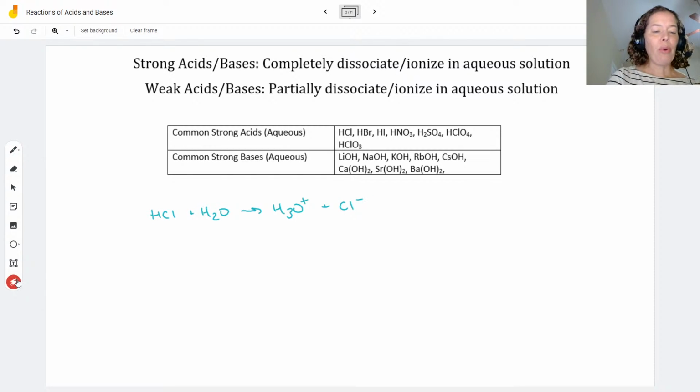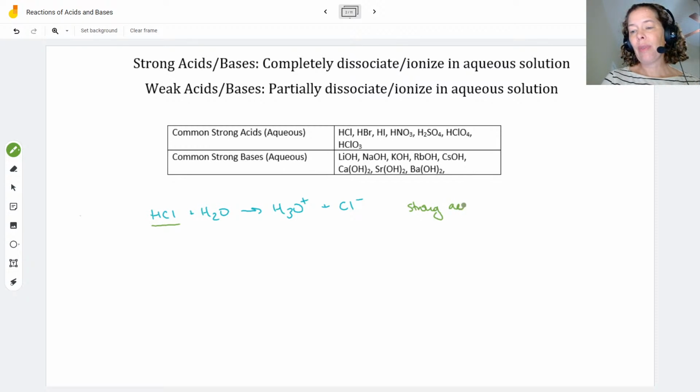Now, there are a couple of things I want to point out. First of all, this arrow only points to the right. What this means is this reaction goes to completion. Once you have dissolved the hydrochloric acid, there is no more hydrogen bonded to chlorine in the solution. They are no longer together. All of those hydrogens are now associated with a water molecule, i.e. the hydronium ion, and you've got the chloride anion. So this is a strong acid, and you only have the forward reaction.